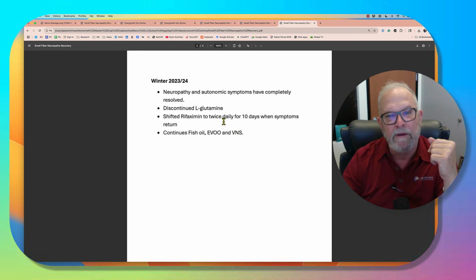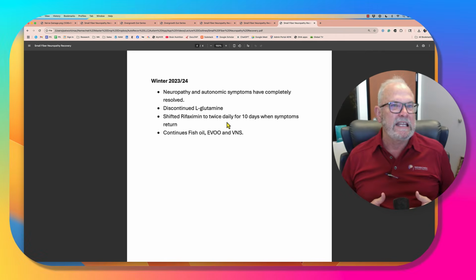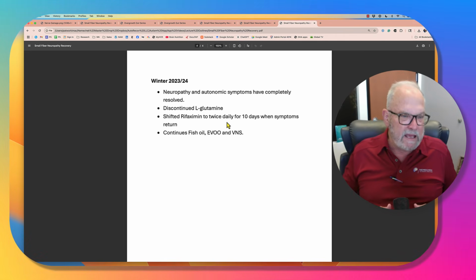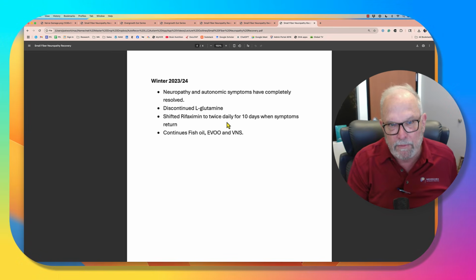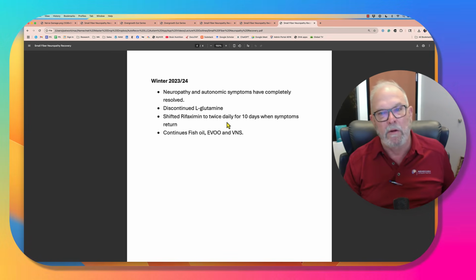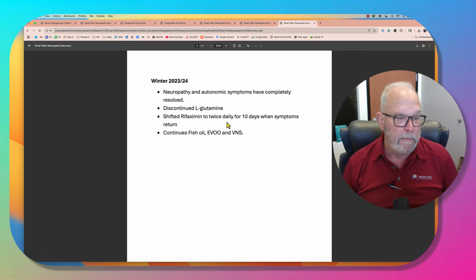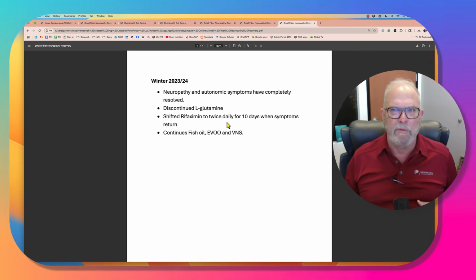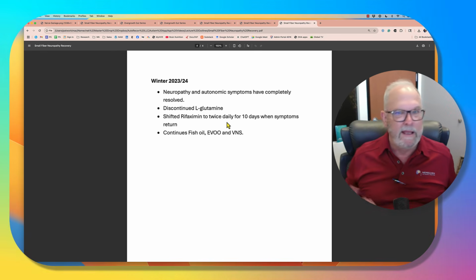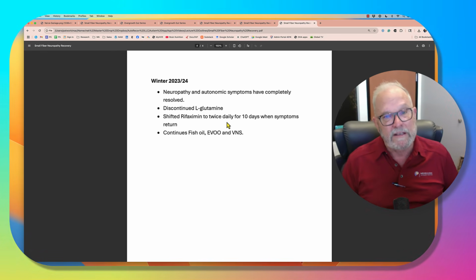And the rifaximin we had just shifted to as needed because she would get this kind of very particular, like, eat and I gotta go to the bathroom sign for her SIBO. And so that's the only time she would take that. She wouldn't be on rifaximin until she had a couple days or a week. She might notice, oh my gosh, I'm having to go to the bathroom all the time after I eat. And she would take 10 days of rifaximin.